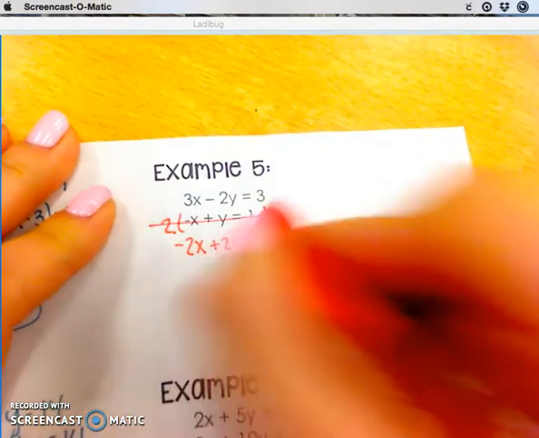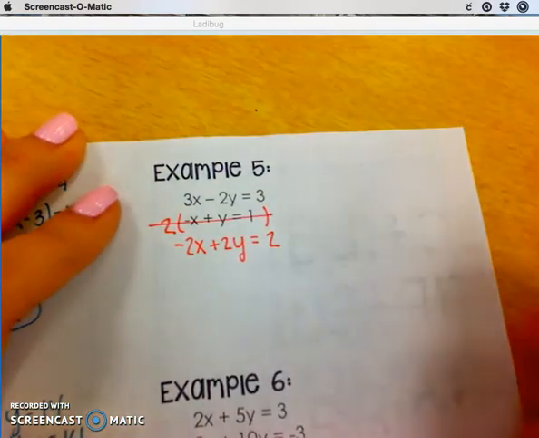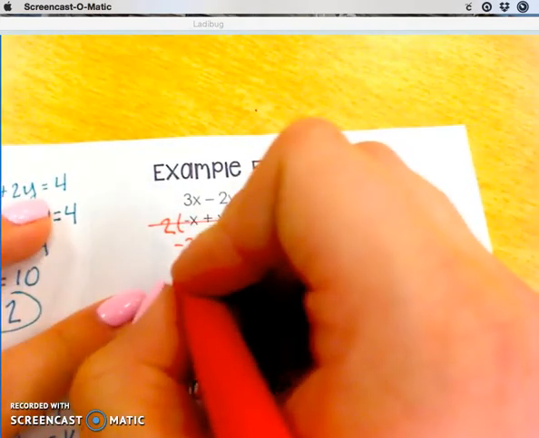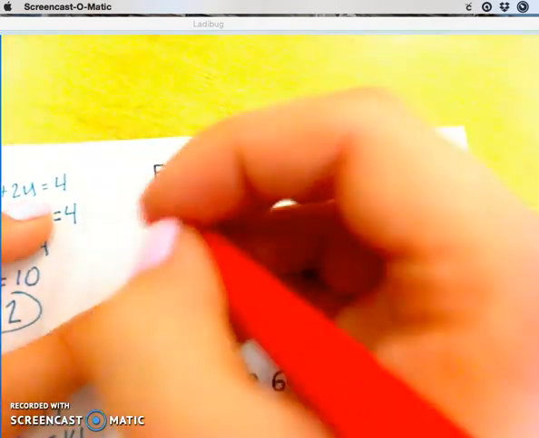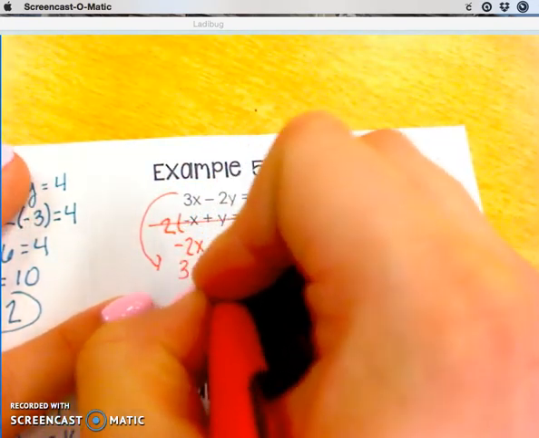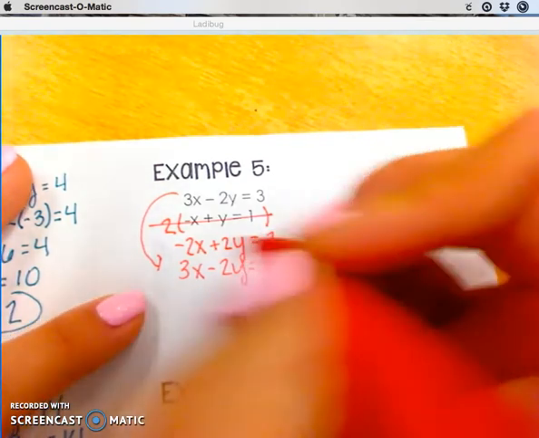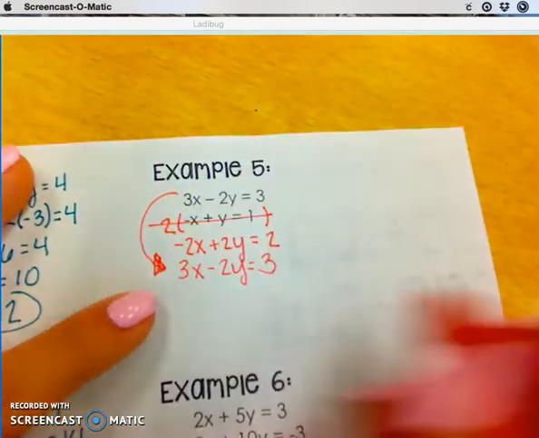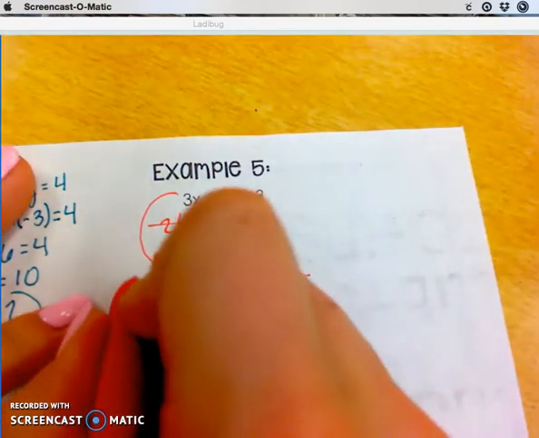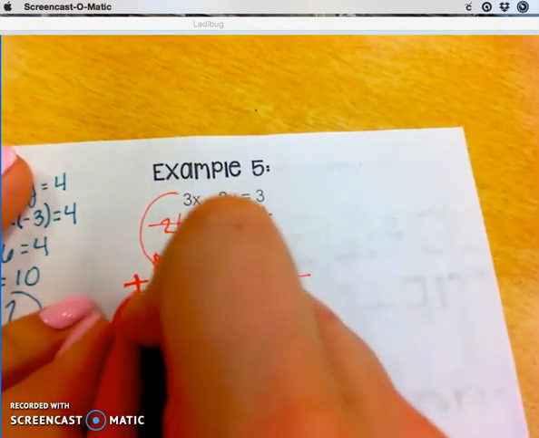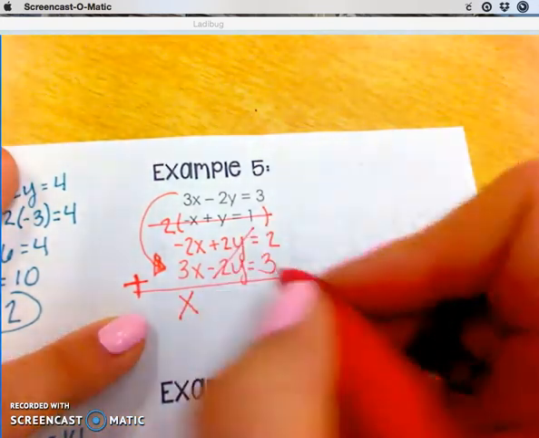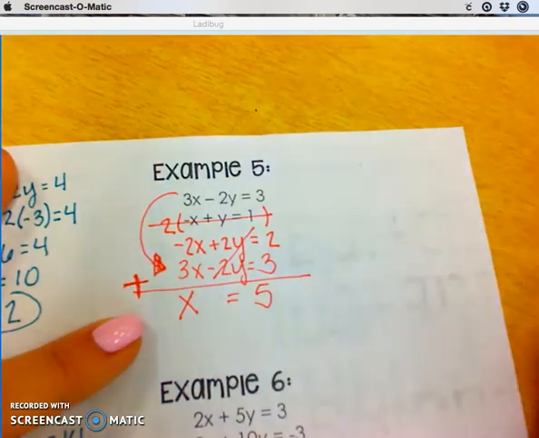Now this equation is done. I just distributed to make my coefficients the same. And I'm going to rewrite this down here. I'm going to write 3x minus 2y equals 3, just so that they're lined up and I can add nicely. And 2 plus negative 2 does cancel, so I know I'm going to add. They're opposite signs, so add. So I have x equals 5.